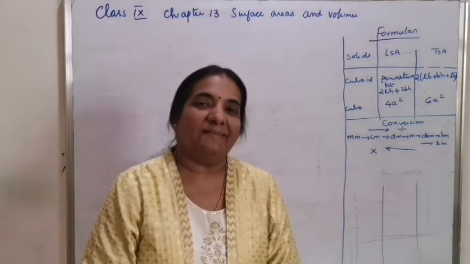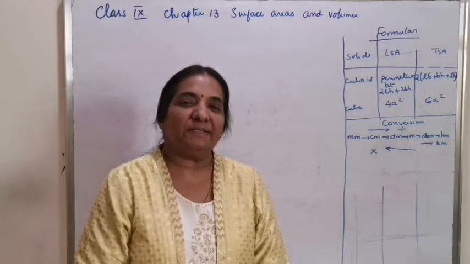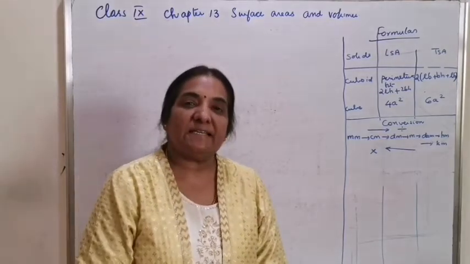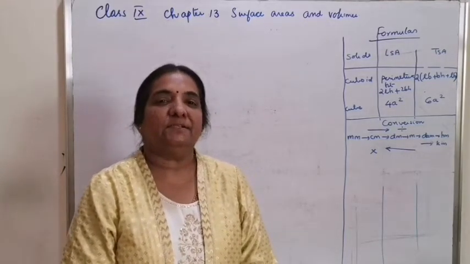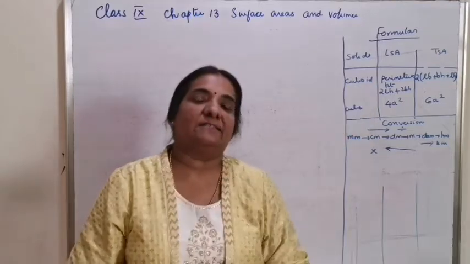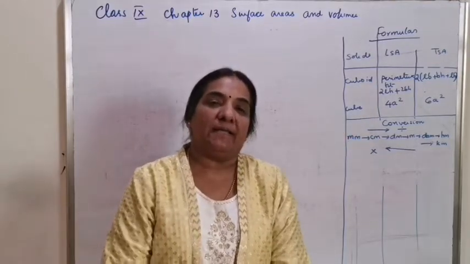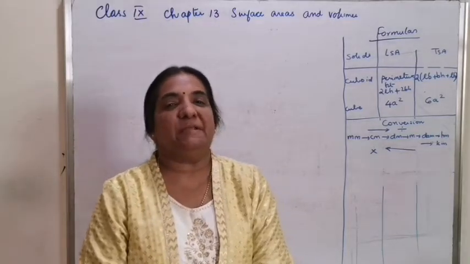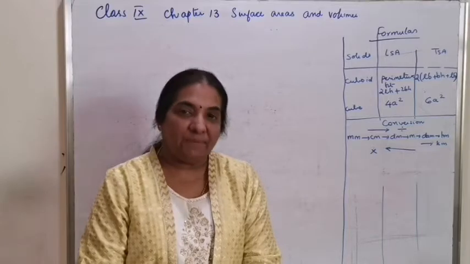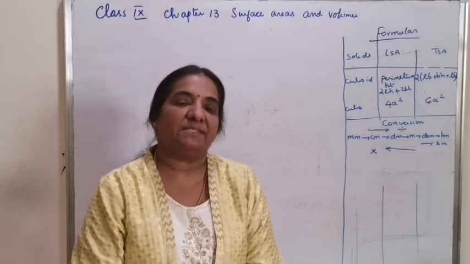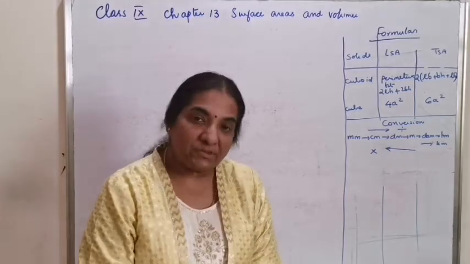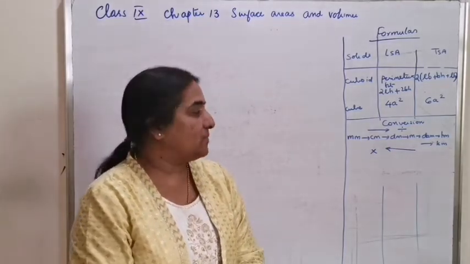Good morning, children. Let's continue with the exercise questions on surface area of cuboid and cube. Let's review the formula once again. For the lateral surface area of a cuboid, the area of 4 walls of a room is perimeter into height. Total surface area is 2 times (LB + BH + LH). Then the lateral surface area of a cube is 4a square. Total surface area is 6a square.